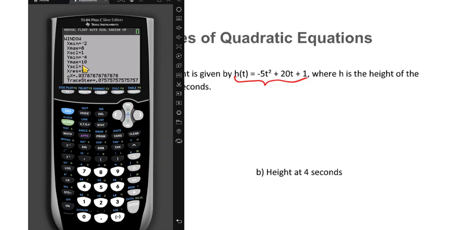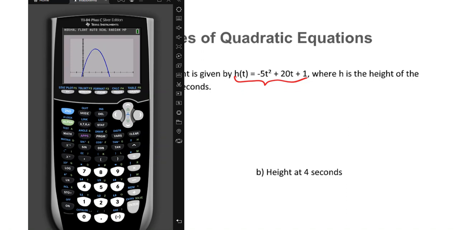And then the Y max, up and down, is the one I need to change. It's 10 right now. Why don't we make it 30, just to make sure we can see it for now. So graph. And there you go. 30 was a good idea, because 20 would have been right at the top there. So yeah, perfect. That's a good view of what I've got going on here.